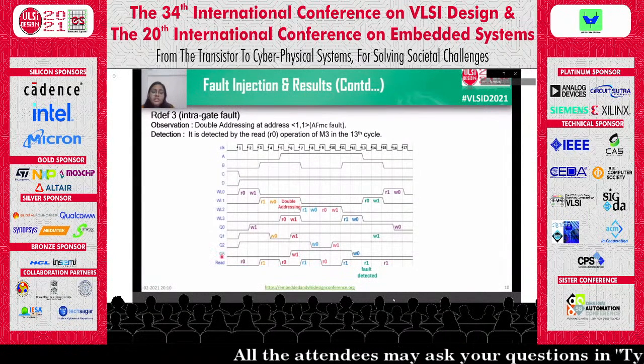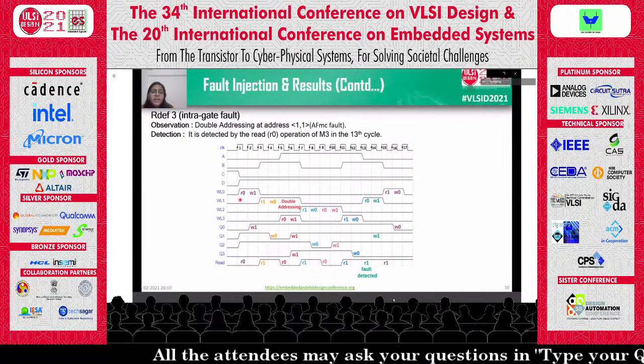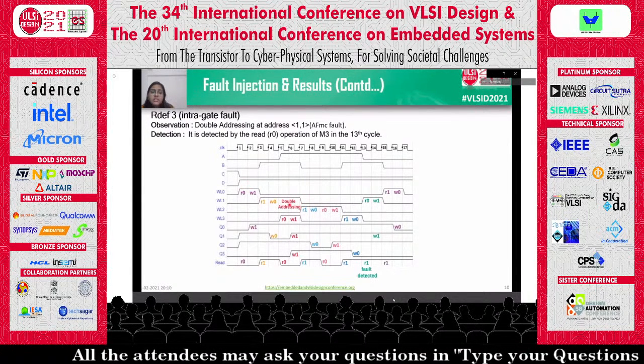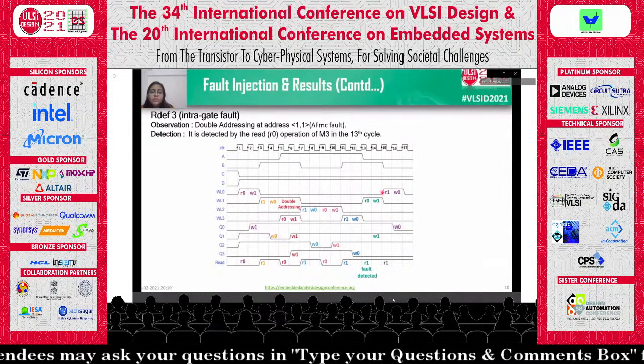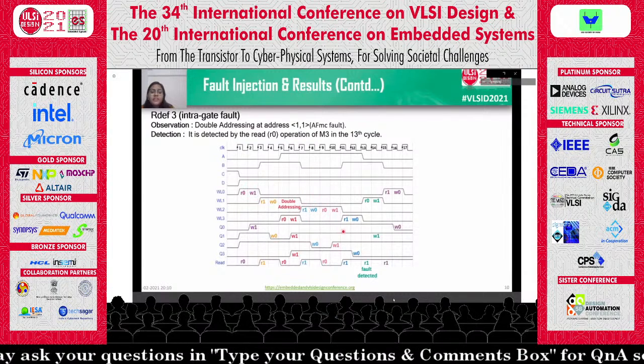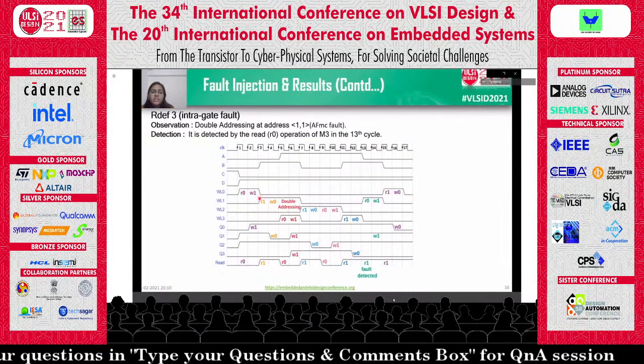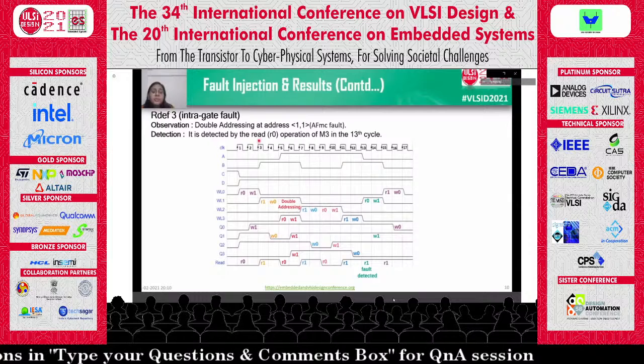So assuming that the March 0 and March 1 elements are already applied, when we apply the March 2 and March 3 elements, like read 0, write 1 and read 0, write 1 operation, like read 0, write 1 and read 1, write 0, like alternate values, then in this case we will be able to detect the double addressing fault.